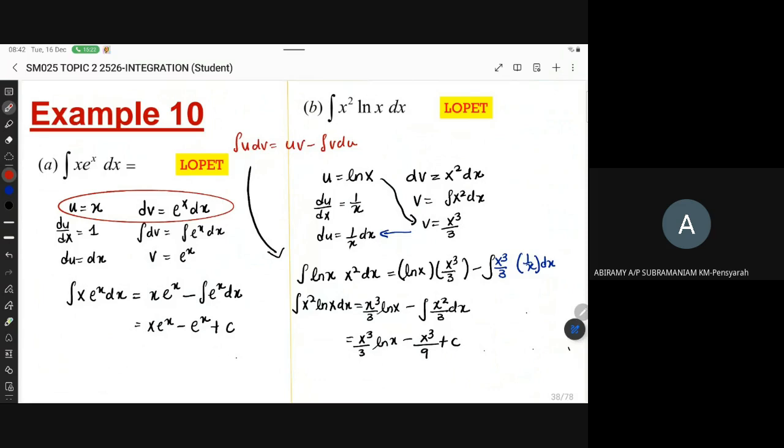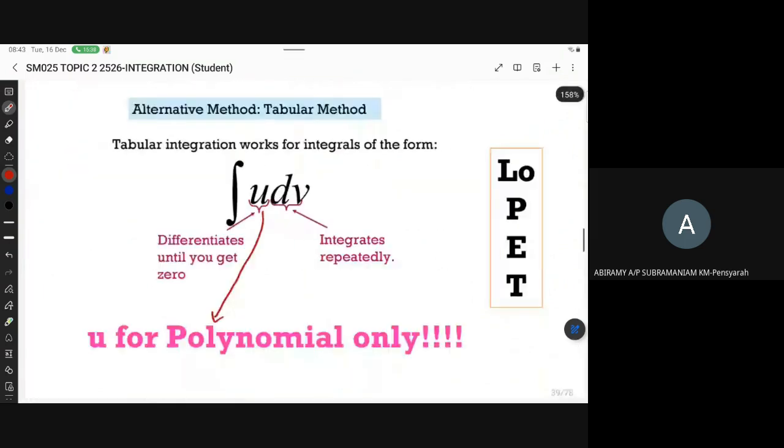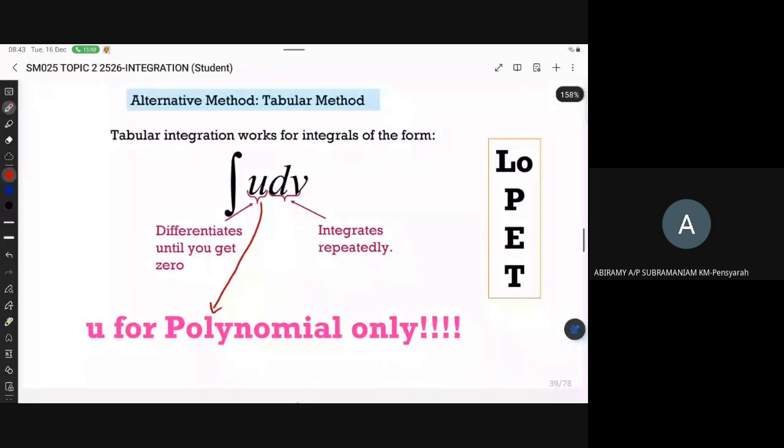Therefore, for the first example here, we can use the tabular method. Whereas the second example, u is not a polynomial. U is a ln function. Therefore, for example 10b, we can't use the tabular method. So be very careful. Tabular method is another method to solve multiplication, but in by parts, the choice of u must only be a polynomial. So the tabular method is used only for by parts.